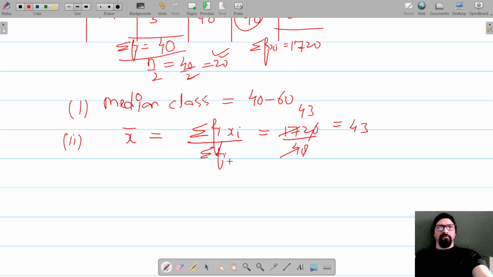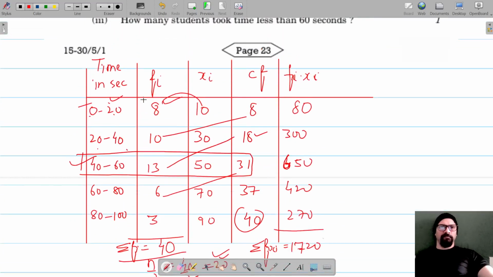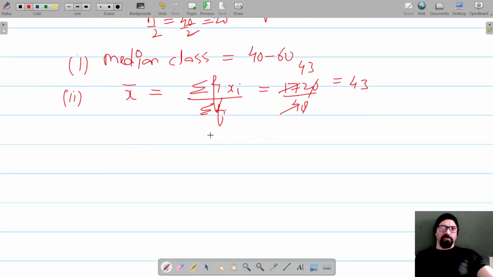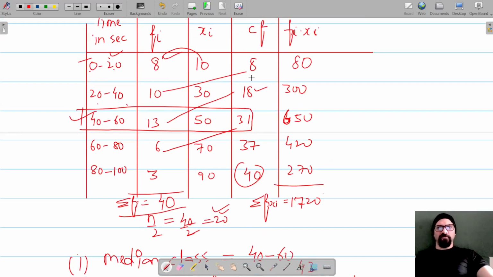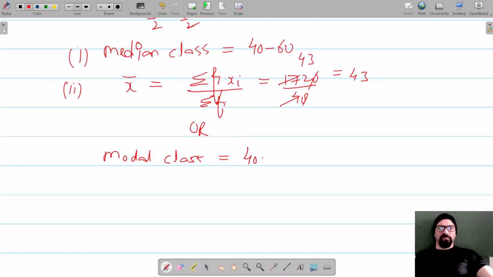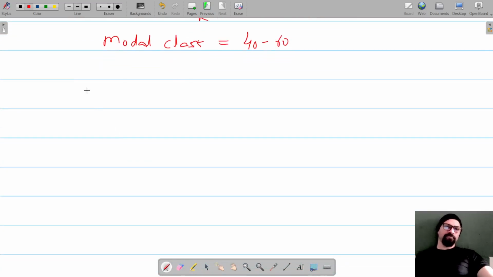And now we have to find the next question. We have to find the mode as well. So I'm going to find the mode, and for the mode we have to find out the modal class, and the modal class is the one with the highest frequency. So the highest frequency is 13. So our modal class is 40 to 60. And let's find out the mode.